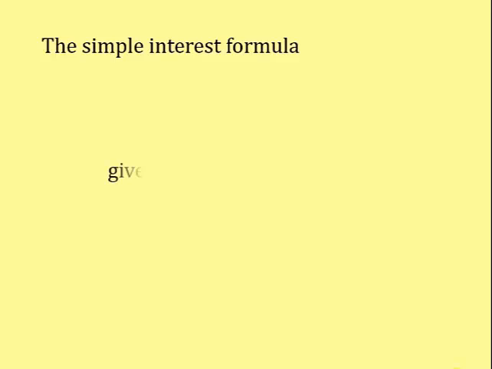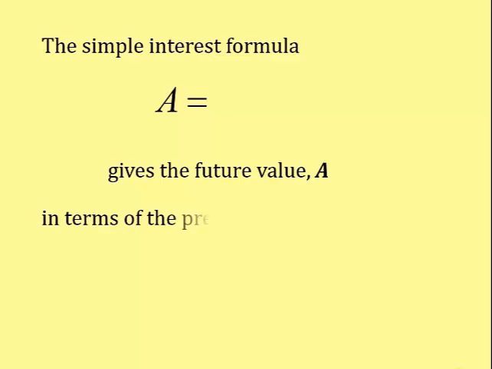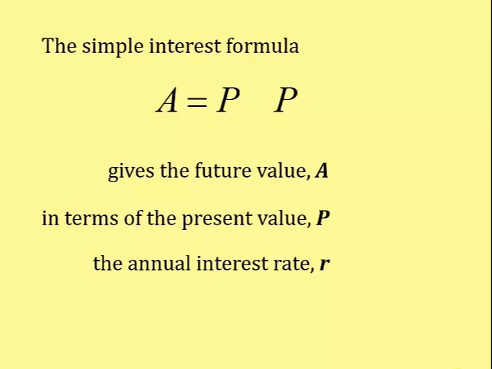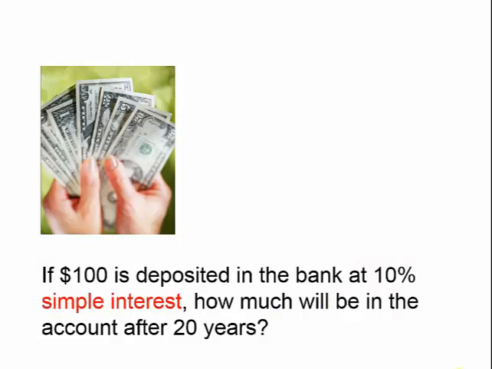Now we want to take a look at the simple interest formula. The simple interest formula gives the future value, which is called A, in terms of the present value P, the annual interest rate R, and the length of time in years T. So this is the simple interest formula in its basic sense, and we're going to see how to use this to answer all the questions that we need concerning simple interest.